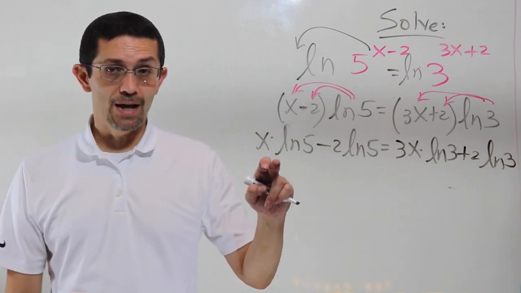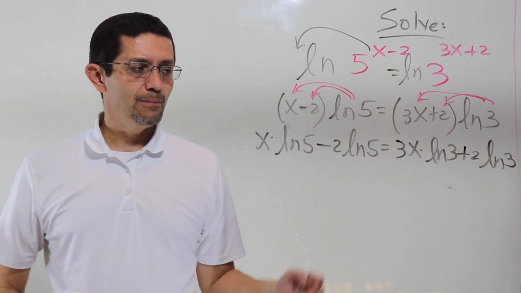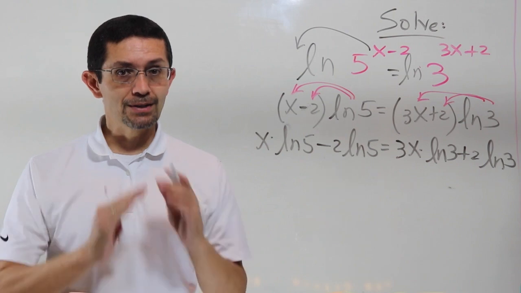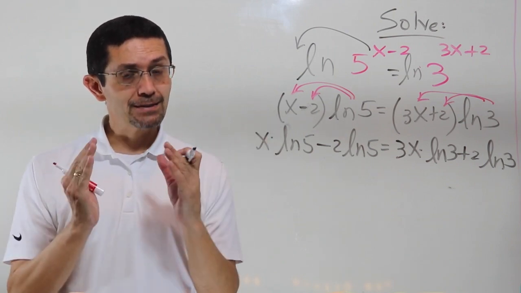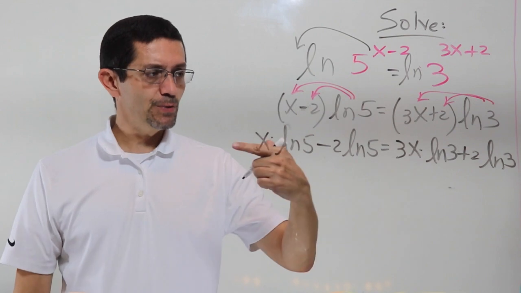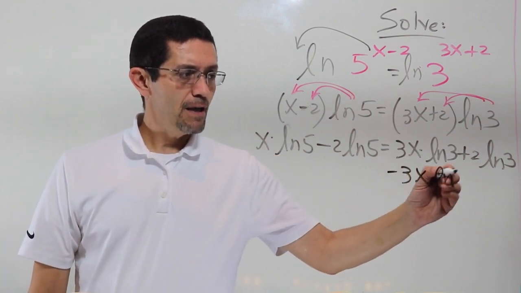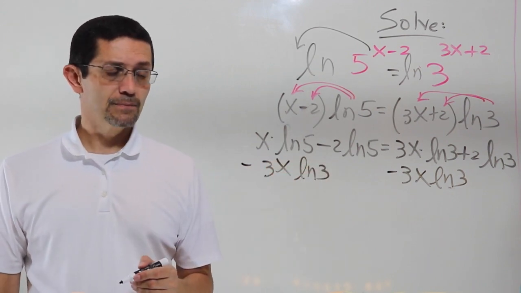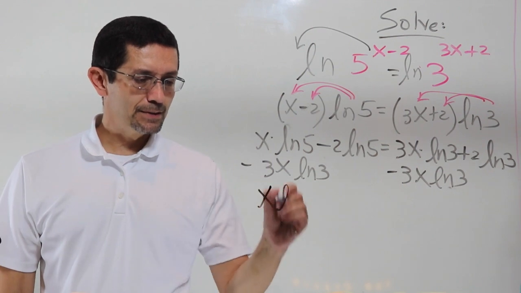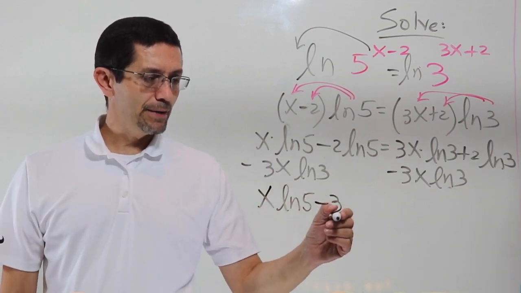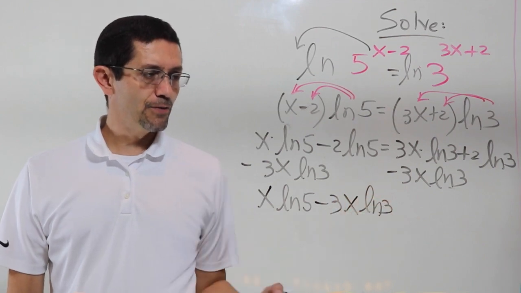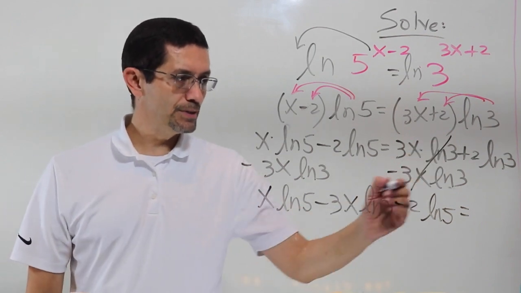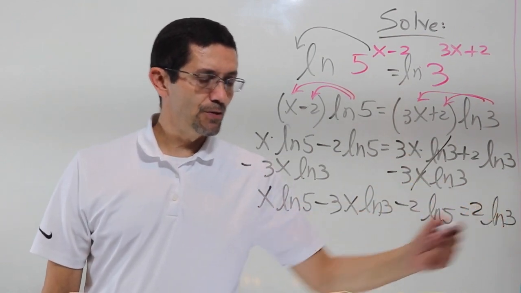Now what? I still have x on the left side, x on the right side. Because I have x on both sides, I need to bring them to one side. And then I do greatest common factor, and that's the trick that will make my x's together into 1. So let's bring this 3x to the side. 3x ln of 3 minus 3x ln of 3. Okay? So I have x ln of 5 minus 3x ln of 3 minus 2 ln of 5, and that's equal to, this cancels, 2 ln of 3.